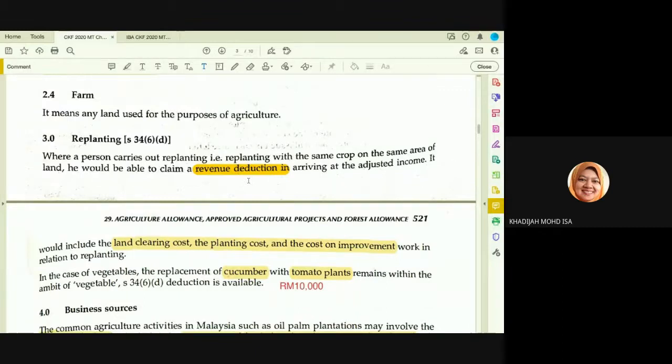Yes, in arriving at your adjusted income, the 10,000 is given as a deduction. So you can claim the whole amount of 10,000 immediately in the year that you incurred it. But if it's an allowance, in the case of new planting, for example, you claim agriculture allowance, the same 10,000 that you incur for new planting, you have to apportion over year 1, year 2, year 3, and year 4, for example. You're going to spread the cost over several periods. So my second question is, which one is better? Do you want to claim a revenue deduction or do you want to claim an allowance? Which one is better?